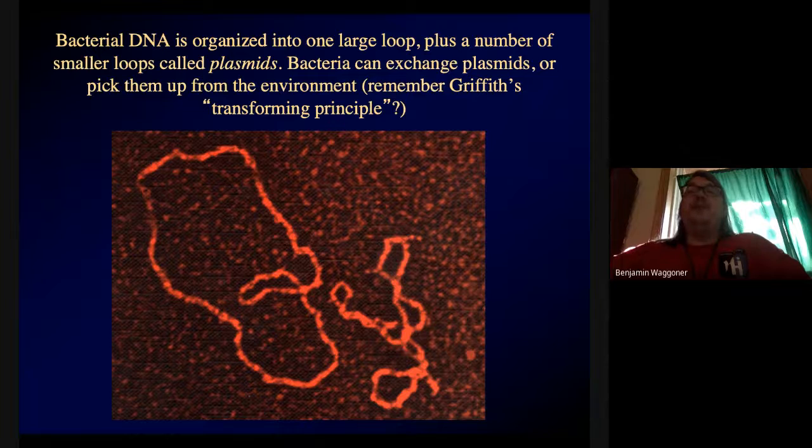And this is basically what was going on when Griffith did his experiments that showed the transforming principle. Remember, the bacteria that were harmless were picking up something from dead, harmful bacteria that was transforming them into more harmful bacteria. What they were doing was picking up plasmids from the dead bacteria.